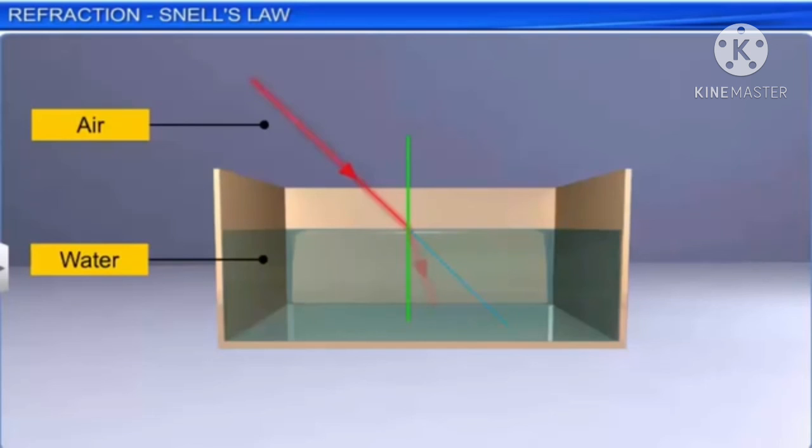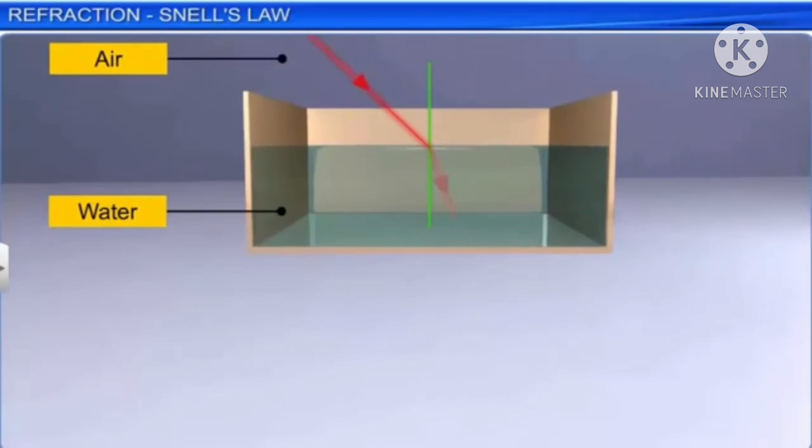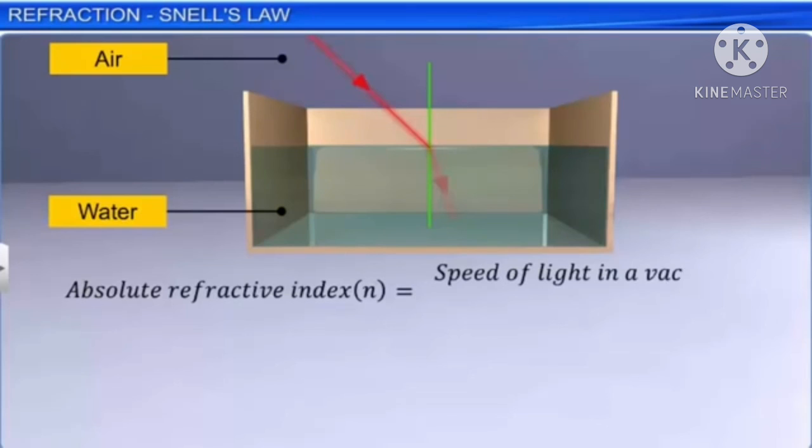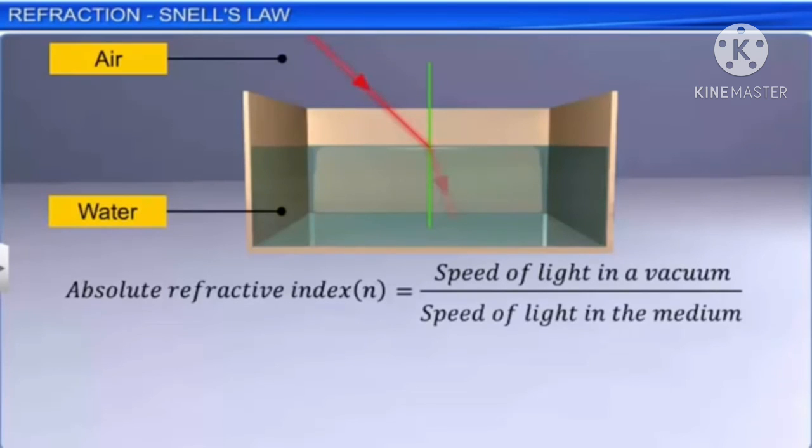Refractive index or absolute refractive index n of a medium is defined as the ratio of the speed of light in a vacuum to its speed in the medium. It is a pure number with no units and dimensions. If the speed of light in a medium is v, then n is equal to c by v. Let this be equation 1. Note that the speed of light in a medium is inversely proportional to its refractive index.